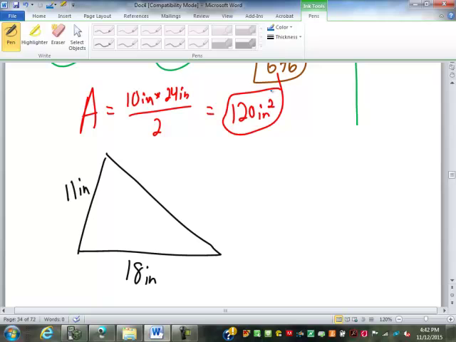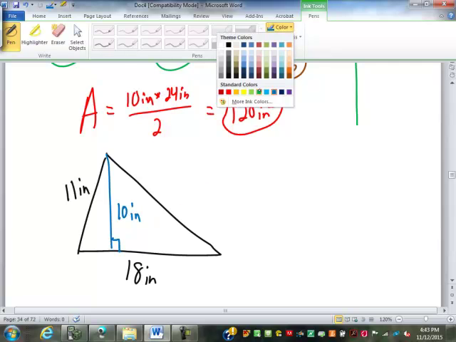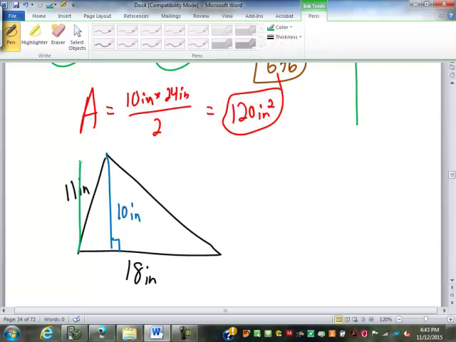But what we need to know is this distance. Because remember, we said when you find areas, you have to have two dimensions that are perpendicular, right angles to each other. So let's say that's 10 inches. Why do we need that distance? Because what we're looking for is this related rectangle that looks like that. And that related rectangle would be 18 by 10.